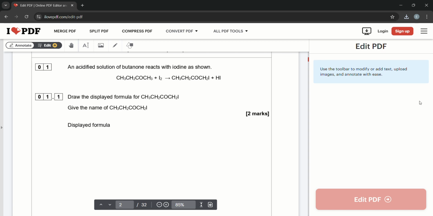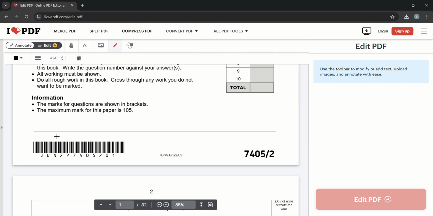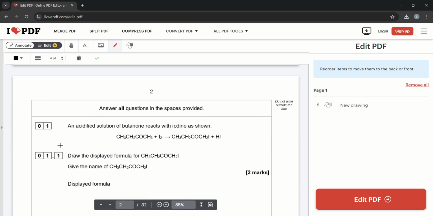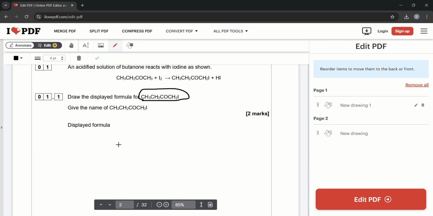Question 1, A-Level Chemistry, Paper 2, June 2022. It says, an acidified solution of butanone reacts with iodine as shown. Draw the display formula for this. So for this, butanone, this is what it's going to look like.